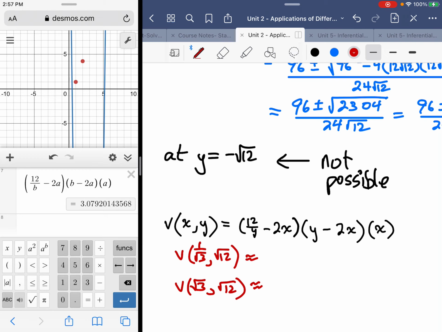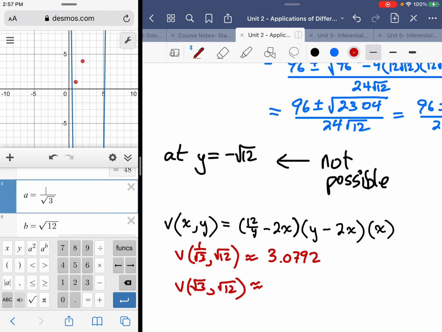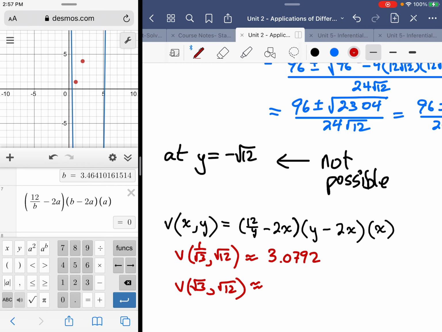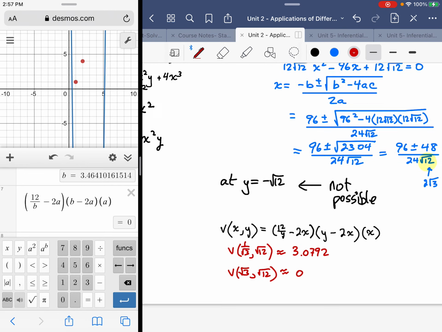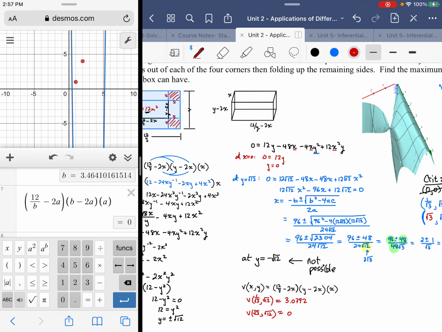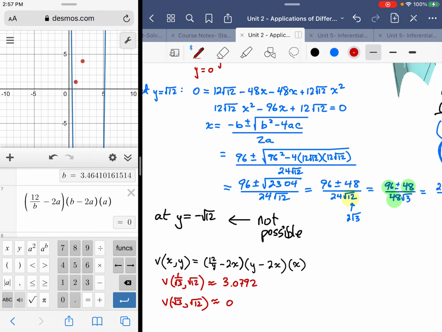All right, so we're looking at about 3.0792. And then rad 3 versus another rad 12. This time straight up 0. We're going to get a volume of 0 for that one. Well, I wouldn't think that that's going to be the maximum volume. All right, so it looks like our winner is the 1 over rad 3 comma 12.